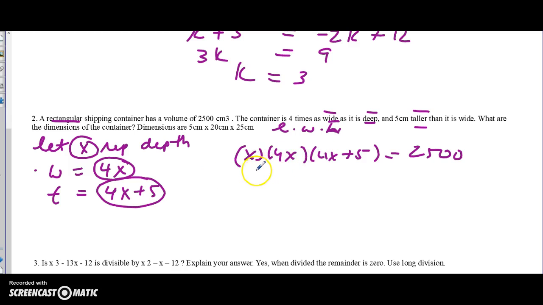So I set this up like this, and what I'm going to do is rearrange this eventually. So I'm going to expand here, and this is going to be 4x squared, and then 4x squared times 4x is going to be 16x cubed, and then 4x squared times 5 is going to give me plus 20x squared is equal to 2,500, but I'm going to bring the 2,500 over like this and set that equal to 0.